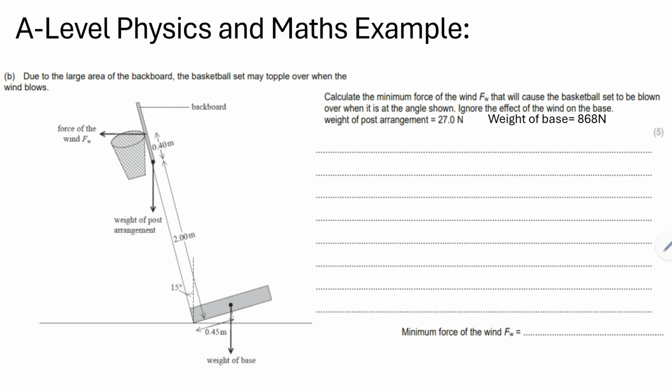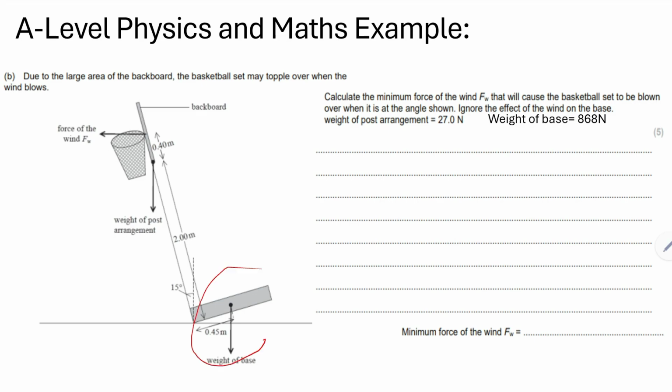We are going to be going on to an A-level physics and maths exam style question, where it states, calculate the minimum force of the wind Fw that will cause the basketball set to be blown over when at an angle as shown. Ignore the effect of the wind on the base. The weight of the post arrangement equals 27 newtons and the weight of the base equals 868 newtons.